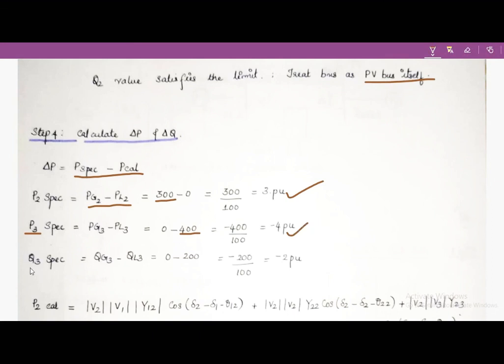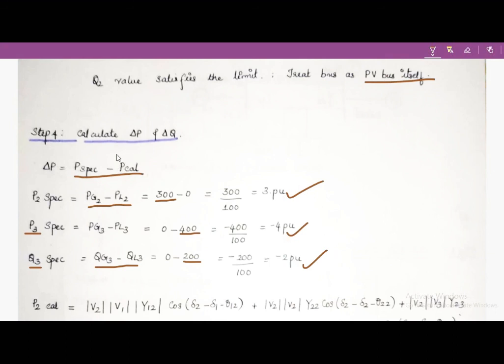Now we are moving on to the Q3 specified. Whether Q2 specified? No, Q2 is not specified because the second bus is a generator bus. Q2 is not specified. Only in the third bus Q3 will be specified. Again it is specified minus calculated, and its specified value was minus 200 divided by 100, that is minus 2 per unit. Okay, so these are the specified values.